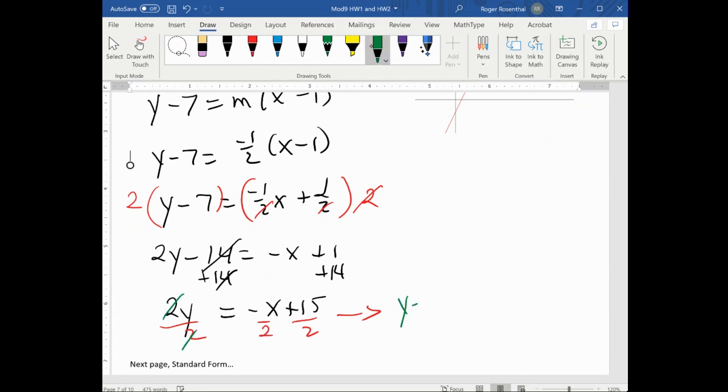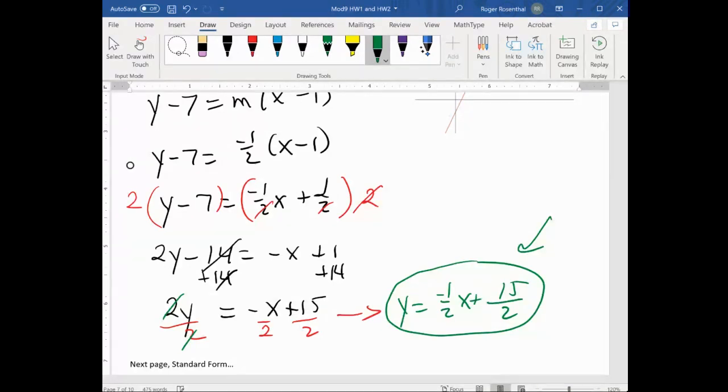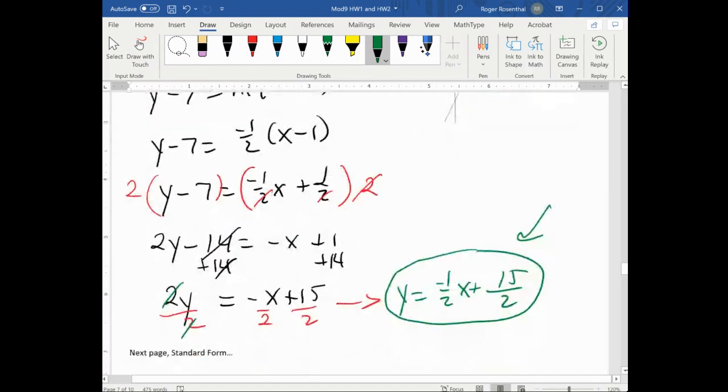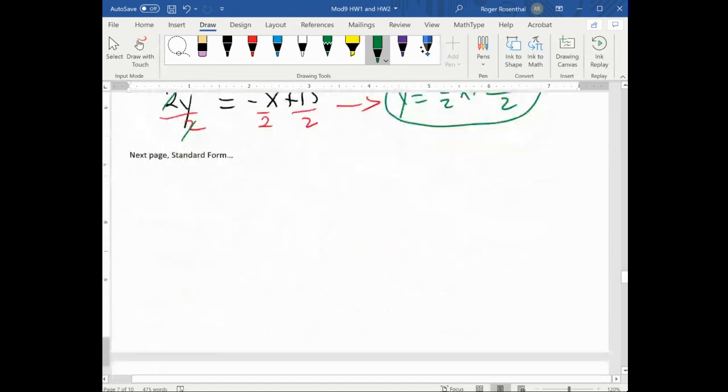When I do that, these will cancel, and I'll end up with y equals negative 1/2 x plus 15/2. Now, there are other ways you could have done this, and as long as you're getting that same answer, you're good. This is just one way that I could show you how to do that. So that is the equation of that blue line, which ironically I put in green, but that's the equation of the blue line.